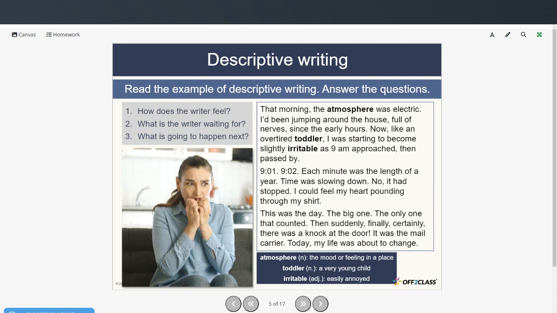That morning, the atmosphere was electric. I'd been jumping around the house full of nerves since the early hours. Now, like an overtired toddler, I was starting to become slightly irritable as 9 a.m. approached, then passed by. 9:01, 9:02. Each minute was the length of a year. Time was slowing down. No, it had stopped.